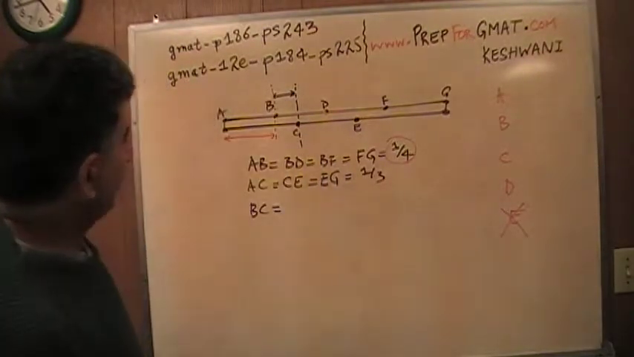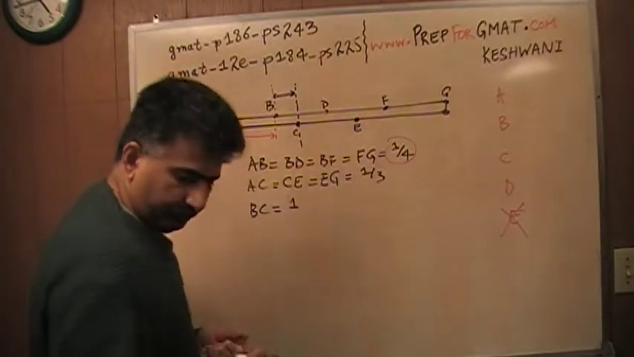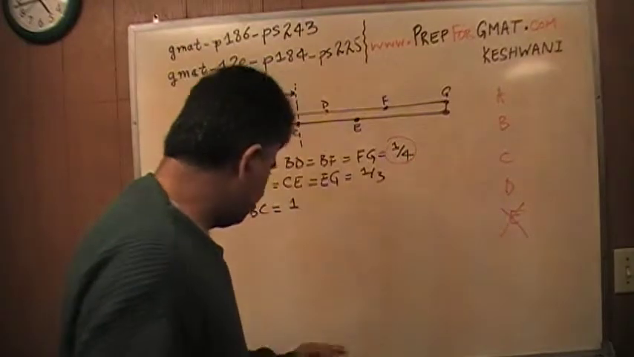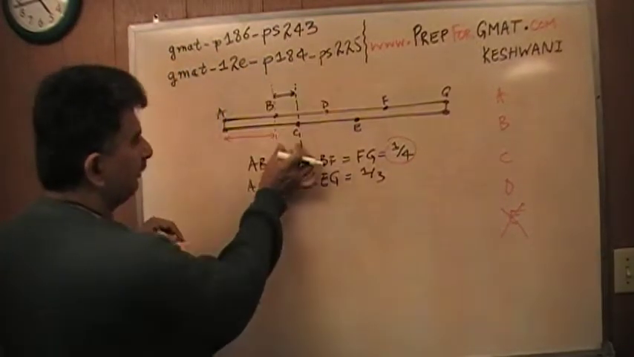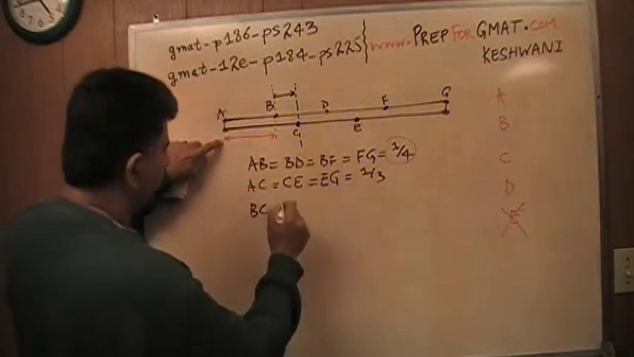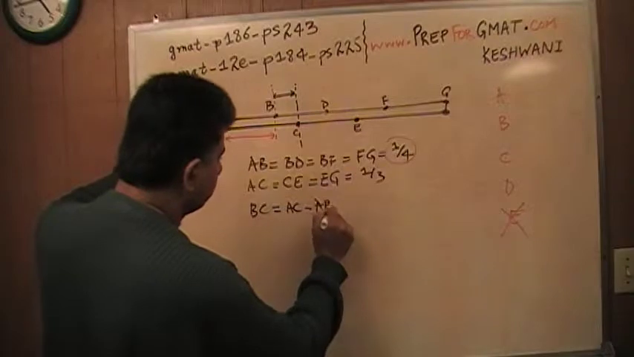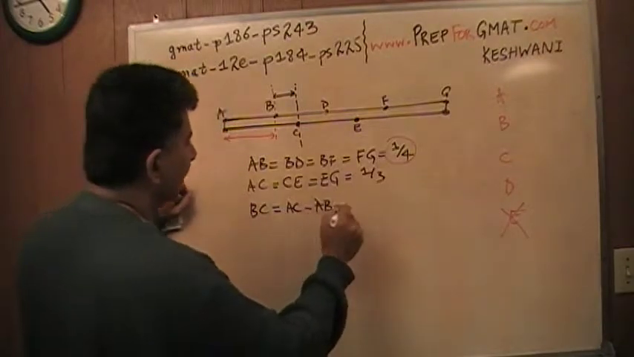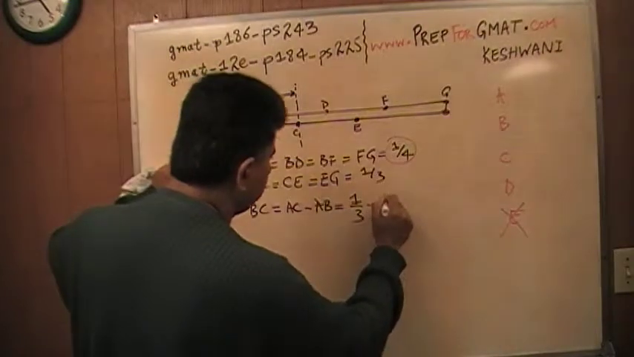From B to C, well, I know that A to C is 1/3, so it's 1/3. Let's write it down so you can actually see it. B to C right here is going to be A to C minus A to B. A to C is 1/3. A to B is 1/4.